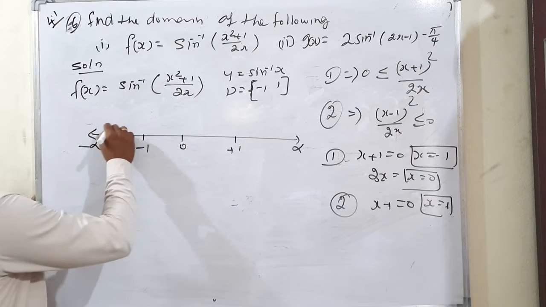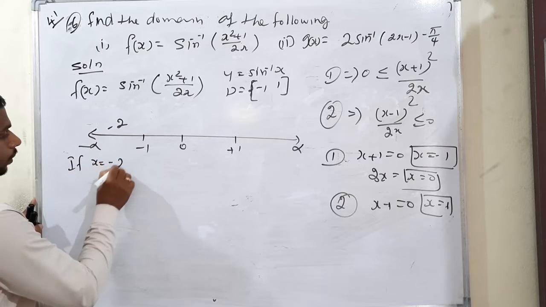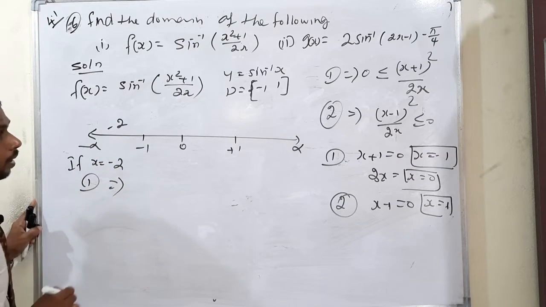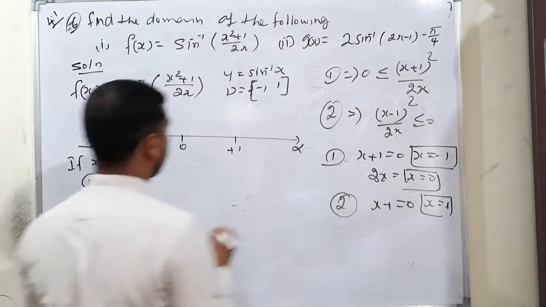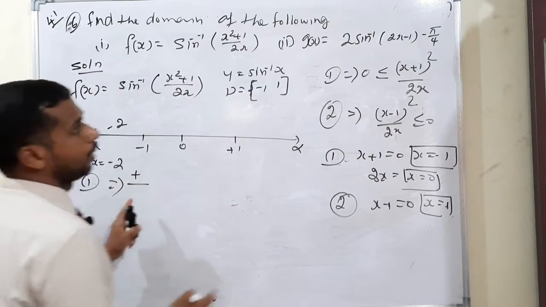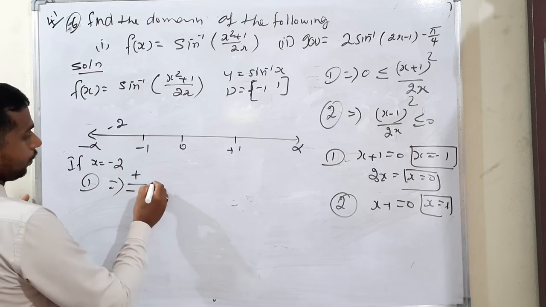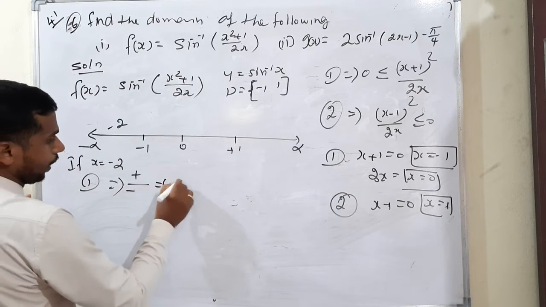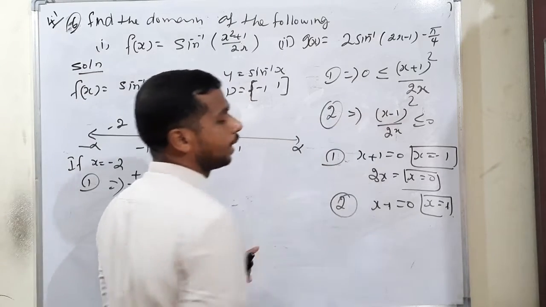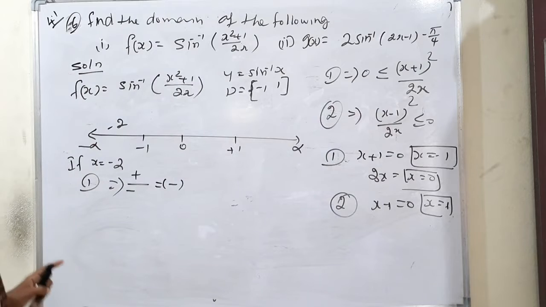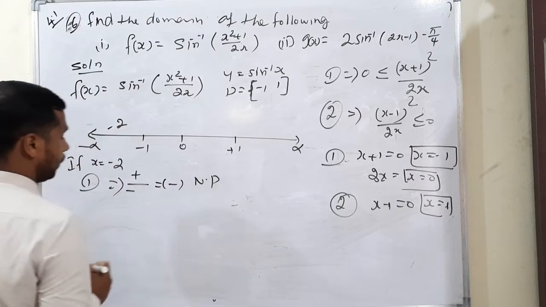Now, consider minus 2, that means if x is equal to minus 2, equation number 1, what will happen? Minus 2 plus 1 is minus 1, the whole square means definitely positive, divided by the denominator, which is actually negative. So positive divided by negative means the answer will be negative. So the first condition, 0 less than or equal to negative, is there. So definitely the first case is not possible, isn't it? This is actually not possible.